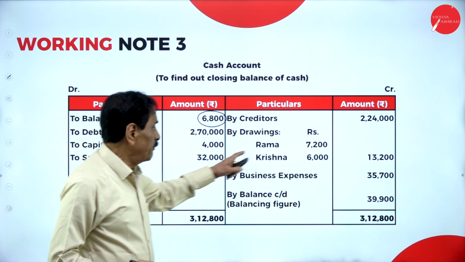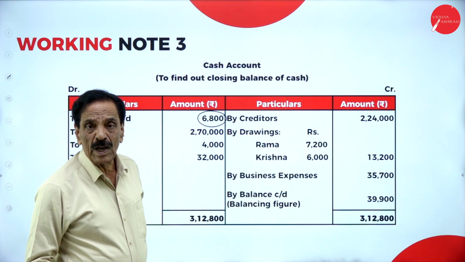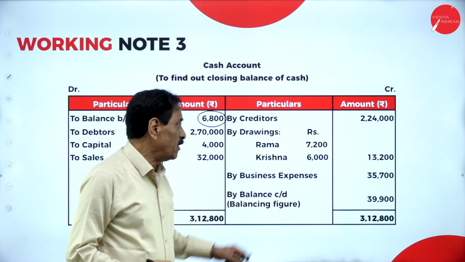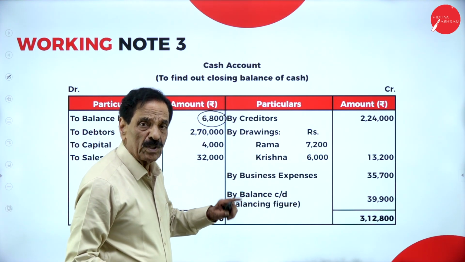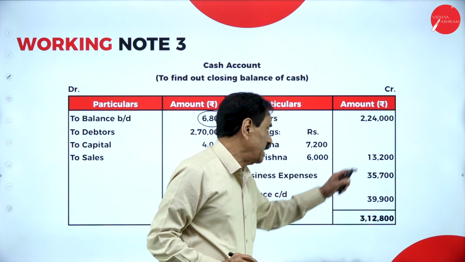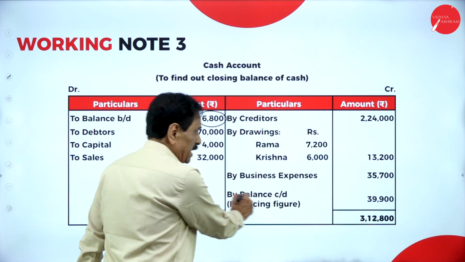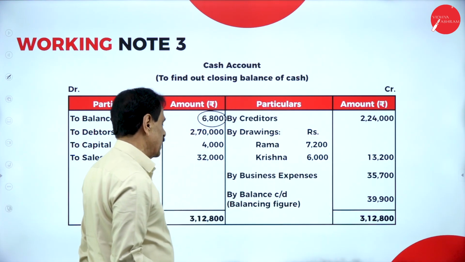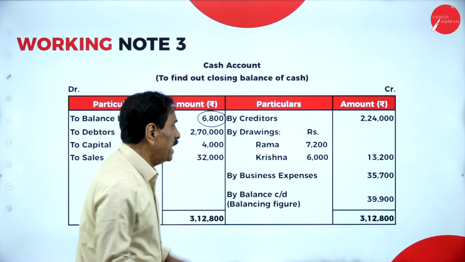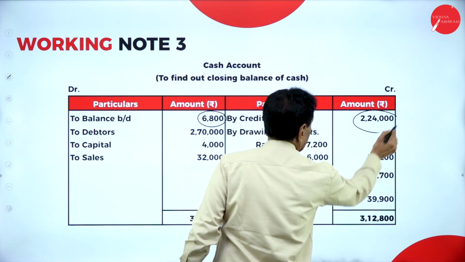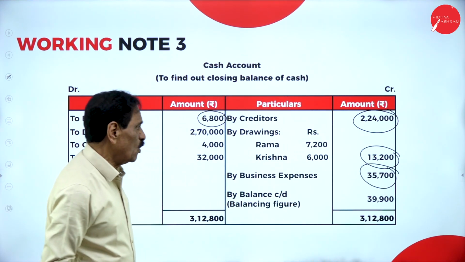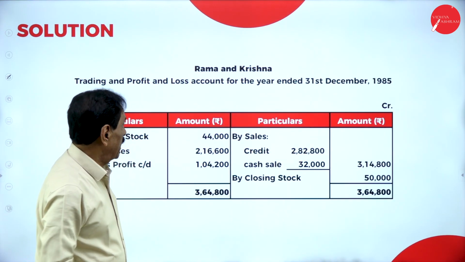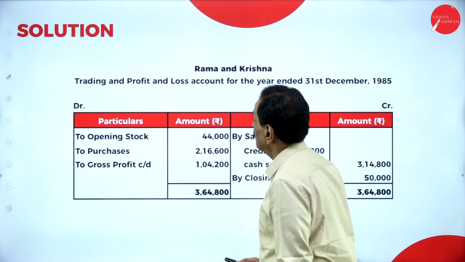We paid to creditor how much? 2,24,000. Drawn by Rama, 7,200. Drawn by Krishna, both are the partners, 13,200. Business expenses is 35,700. From this figure, if we deduct these three, whatever the difference comes, that is the closing cash. Then you move on to trading P&L account.